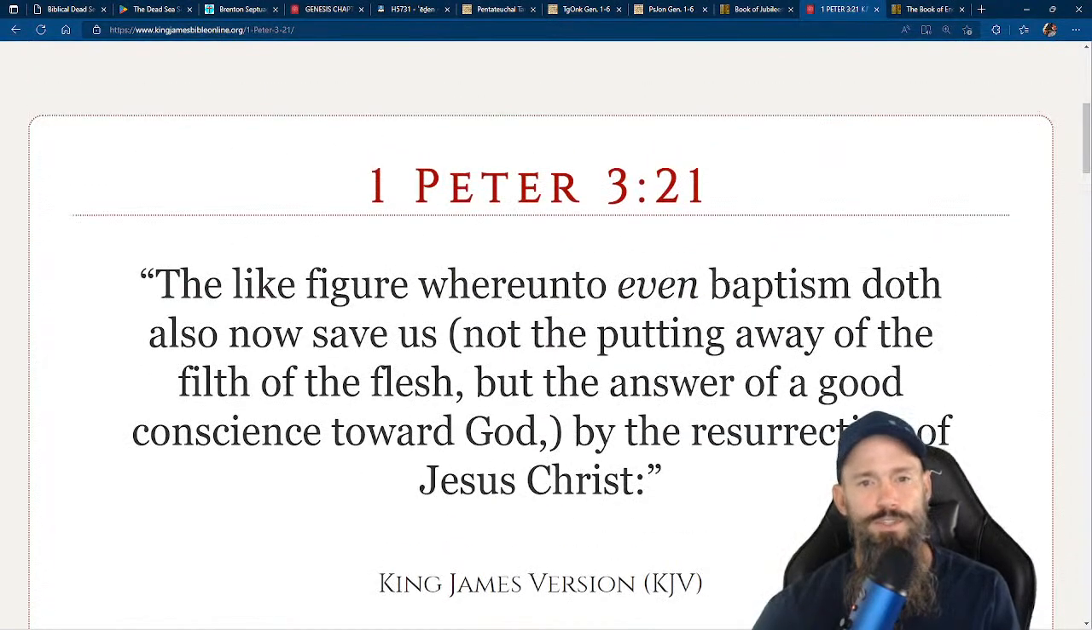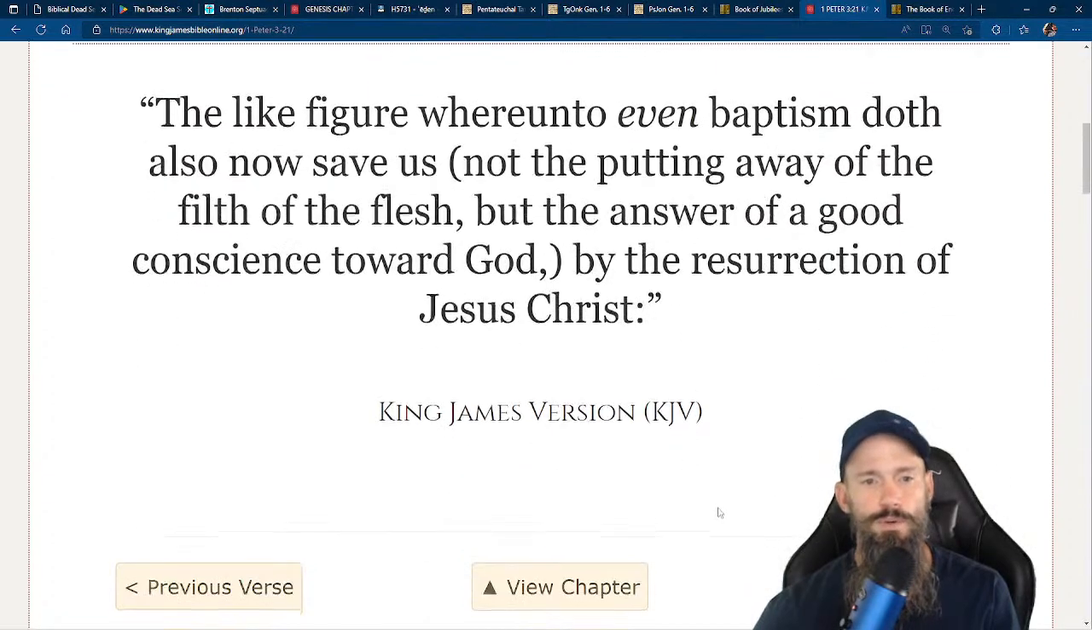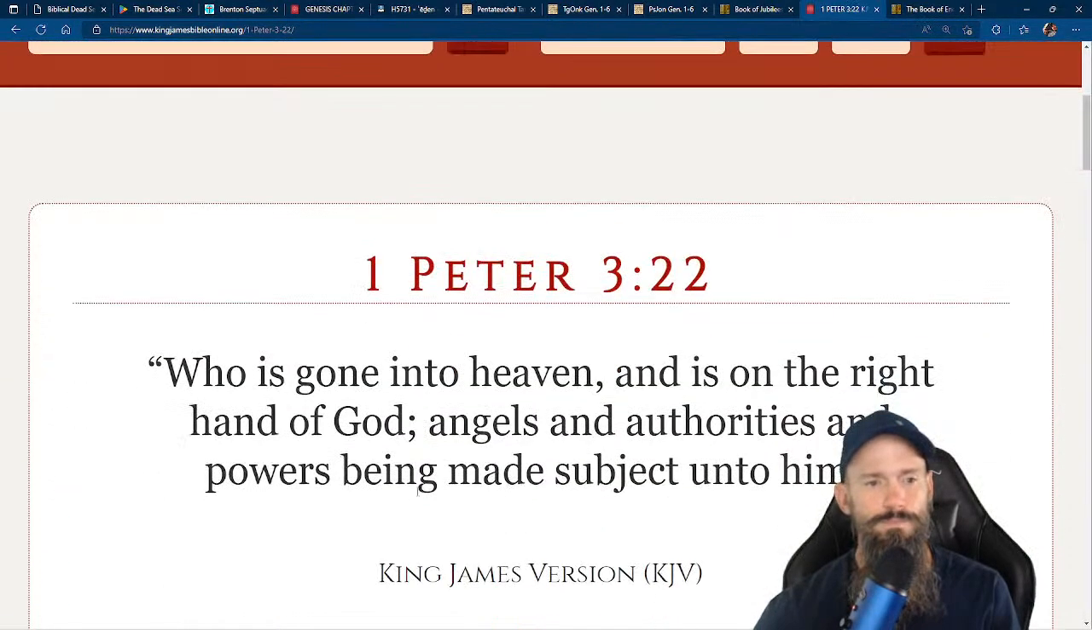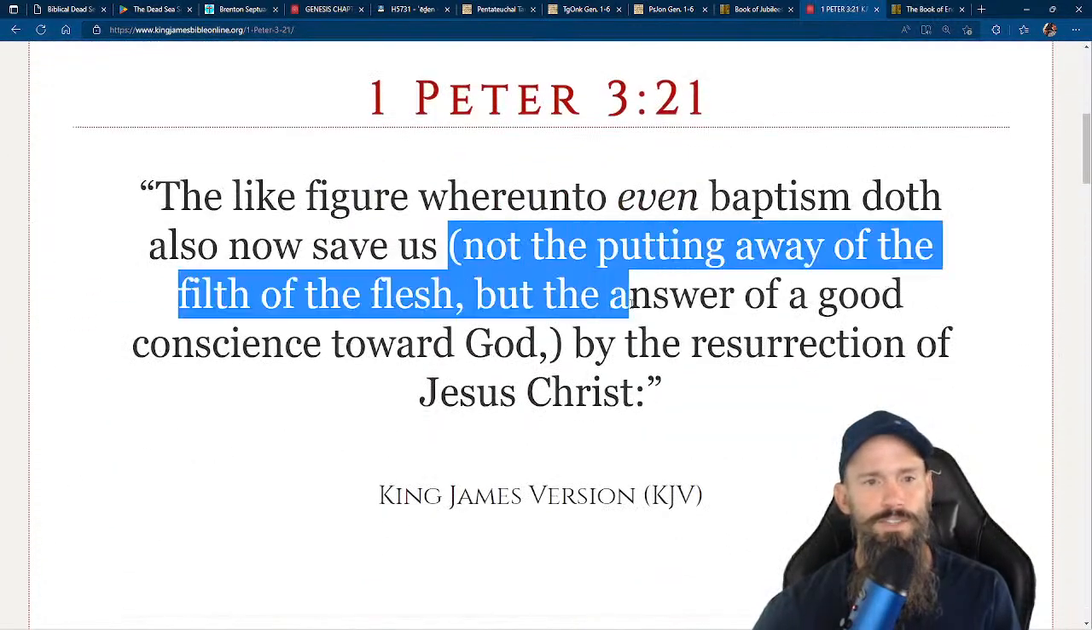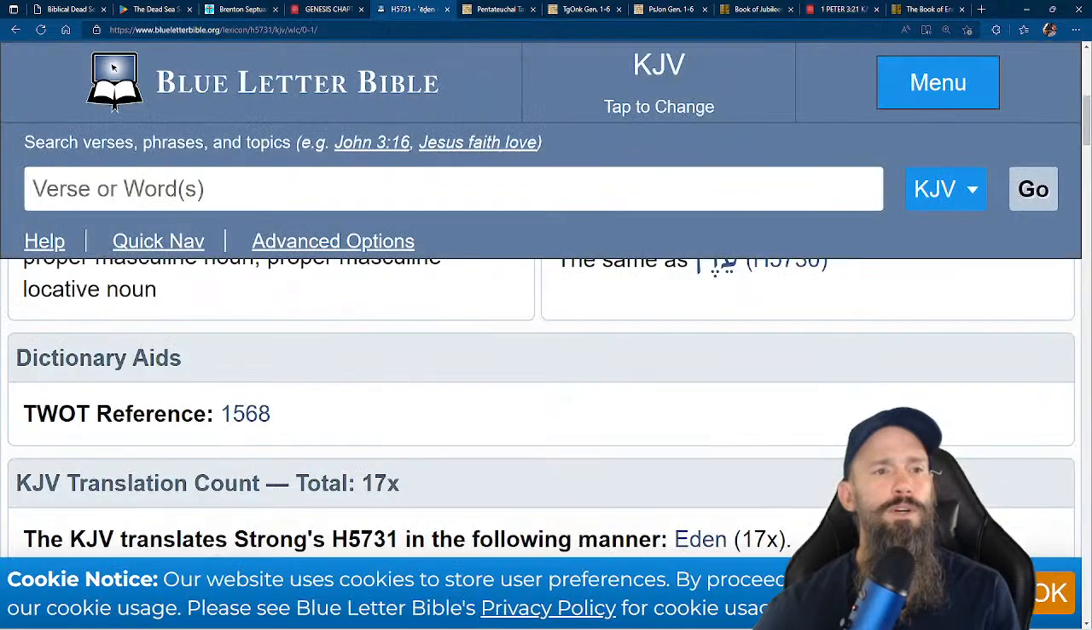The like figure whereunto even baptism doth also now save us, not the putting away of the filth of the flesh, but the answer of a good conscience towards Yahuwah by the resurrection of Yahusha. I don't know why he's got that in there. In parentheses, 1 Peter 3:21.